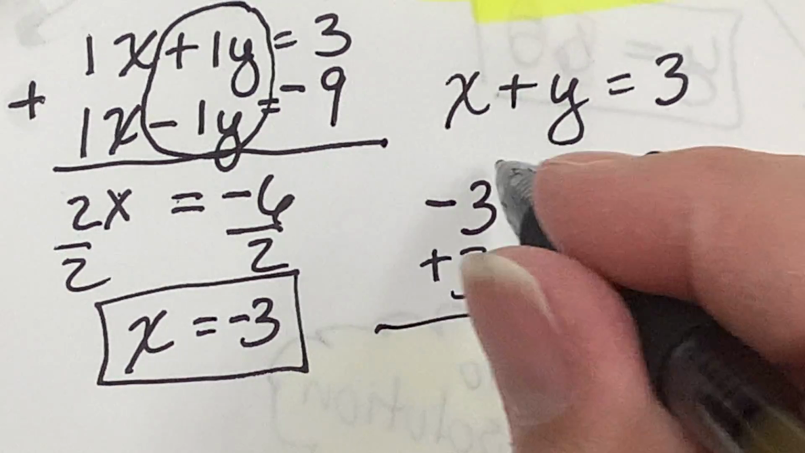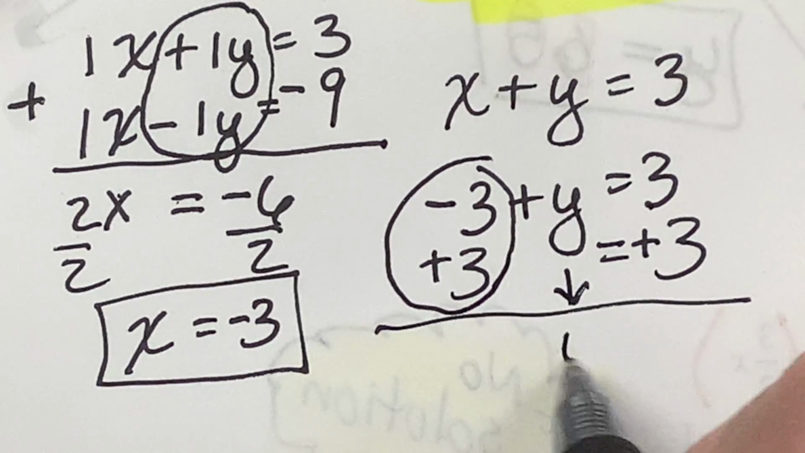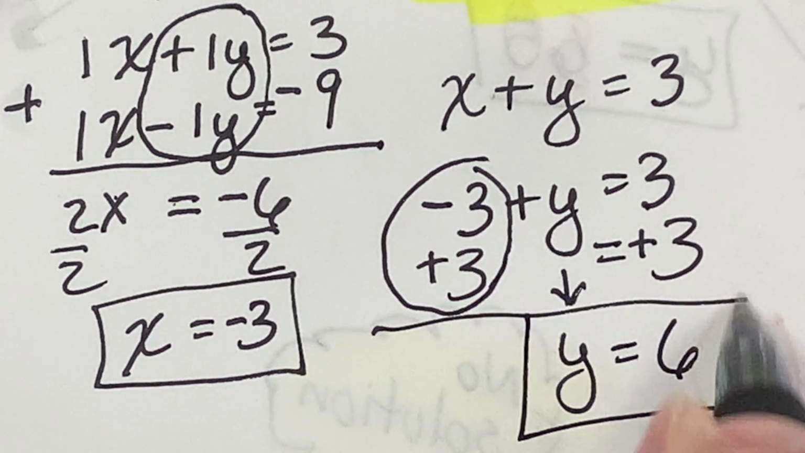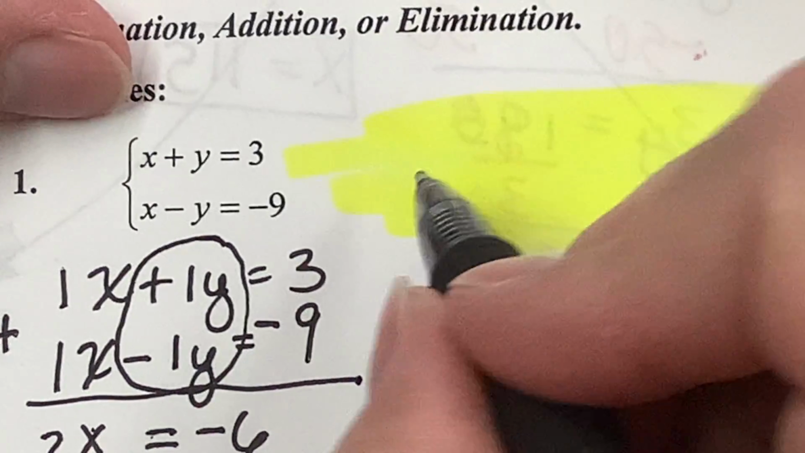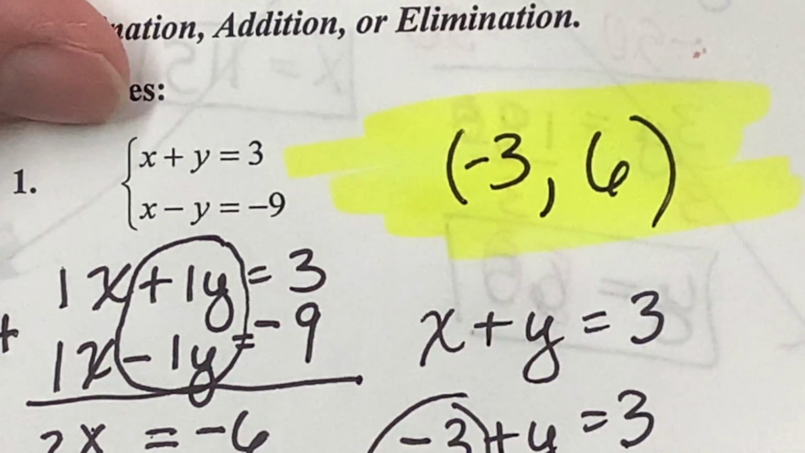Negative 3 and positive 3, 0. Y comes down by itself. 3 plus 3 is 6. So now I know x is negative 3, y is 6. Goes in my highlight, negative 3, 6.